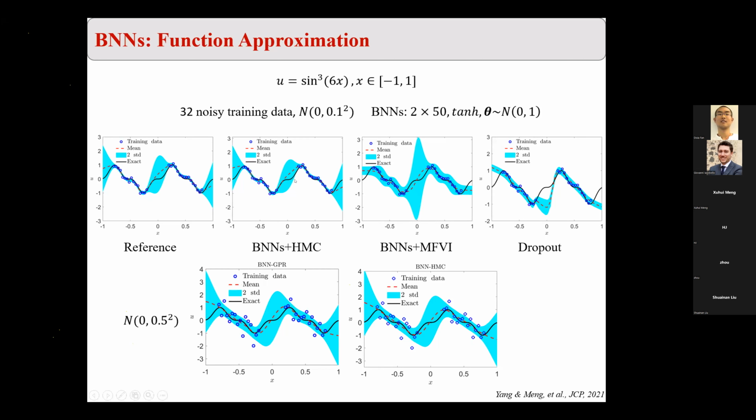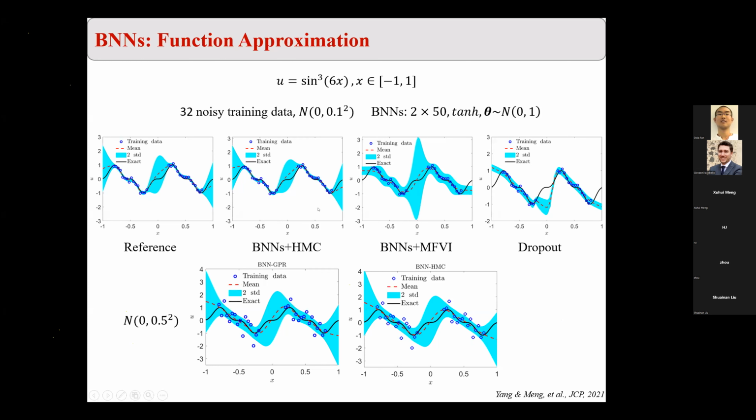The results from BNN with HMC are very similar to the reference solution, but for the mean field variational inference and the dropout, the results are not so good. For example, if it goes away from the data source, the uncertainty does not increase in the mean field variational inference, and also for dropout. The predicted uncertainties are not as good as in HMC.